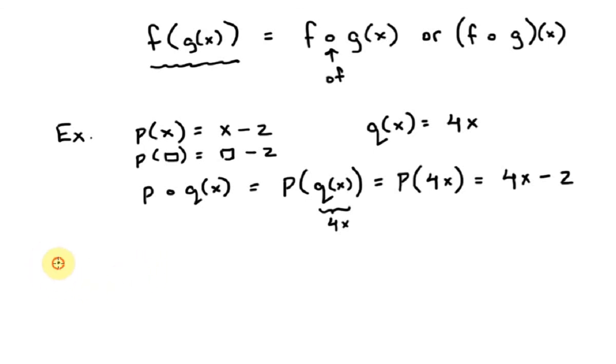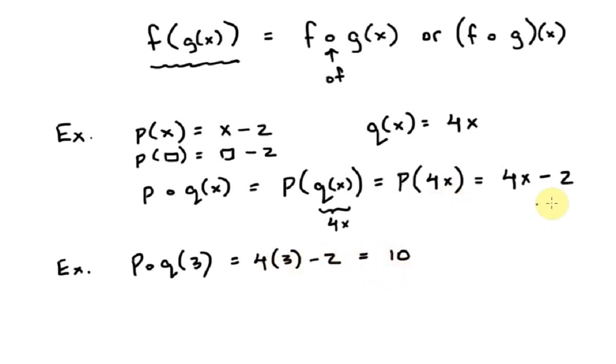For example, what if somebody said, we would like you to figure out p of q of 3? Well, I have two ways I can do this. I've already gone to the trouble of simplifying it, so I could just plug in an x value of 3 and see what the answer is. It's 12 minus 2, so it looks like it's 10. If I didn't already have this sitting here, I could also have proceeded in this way.